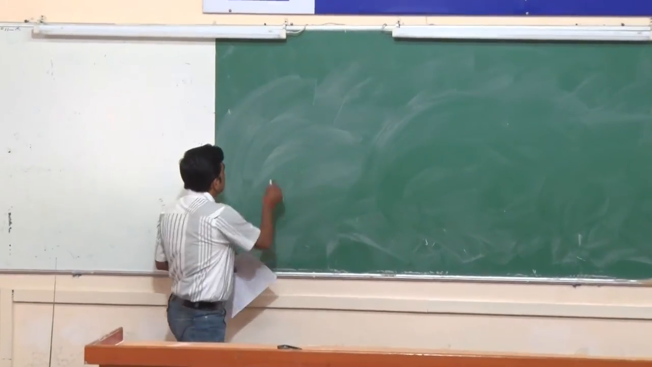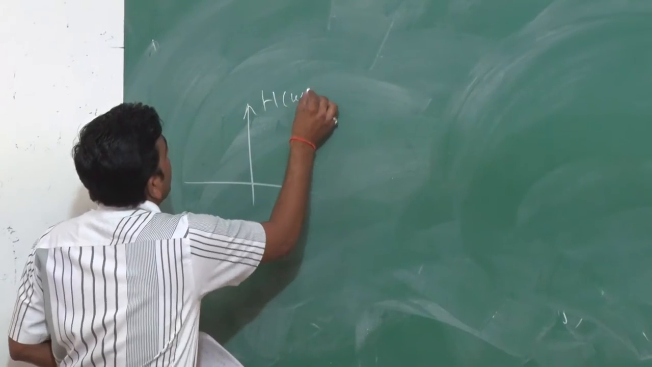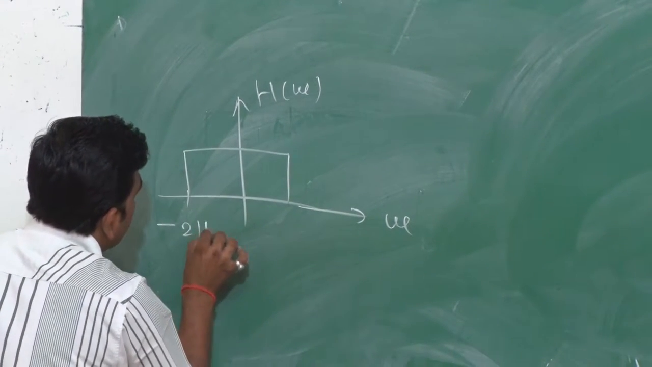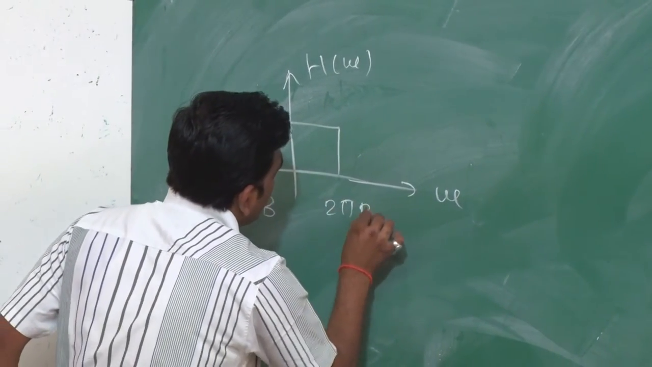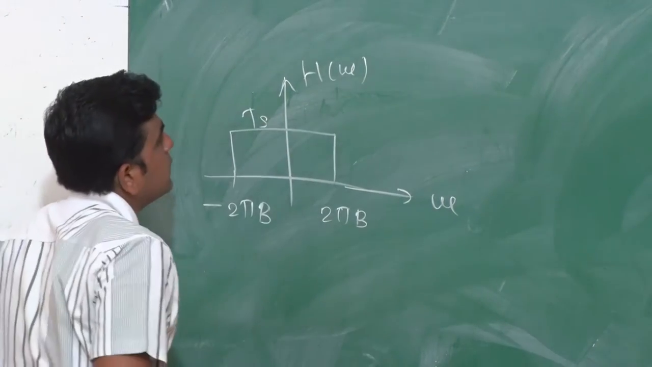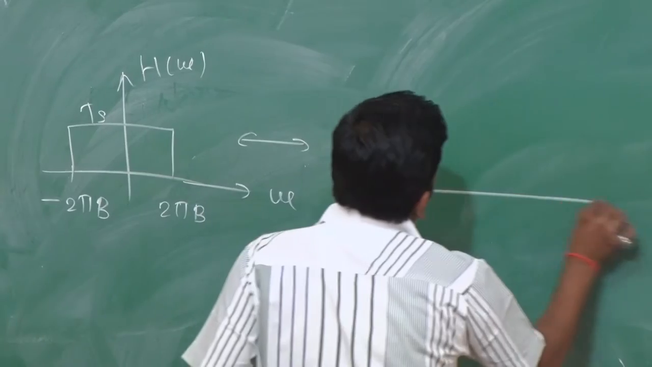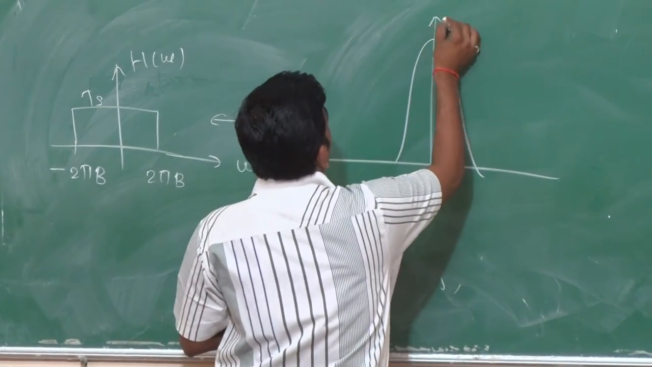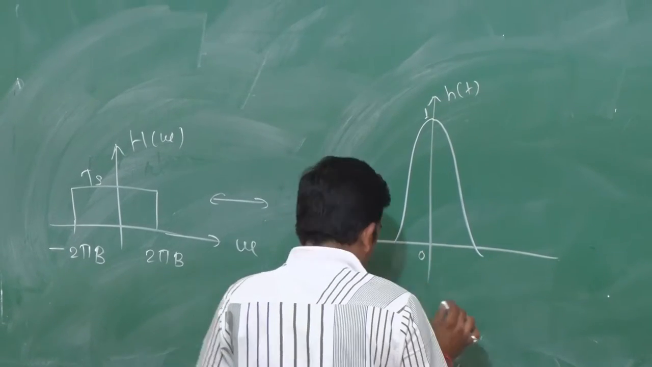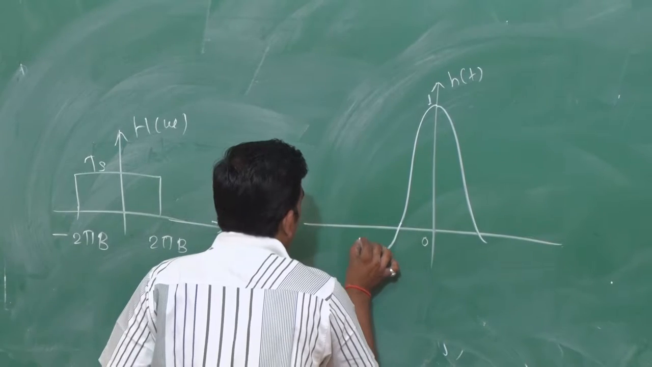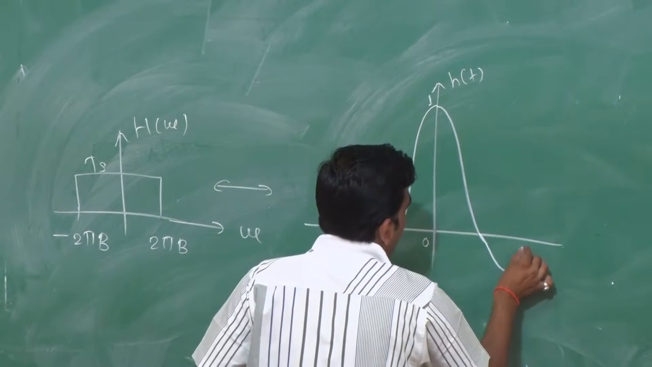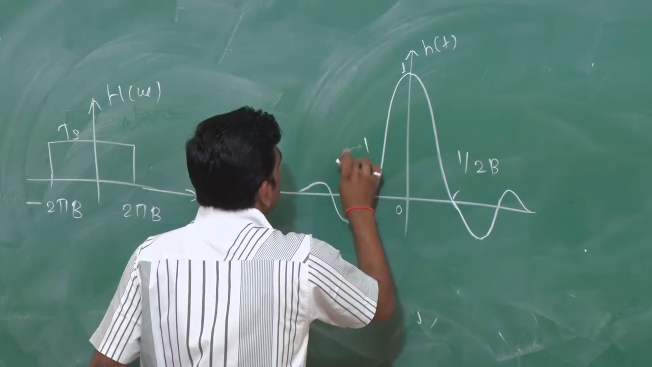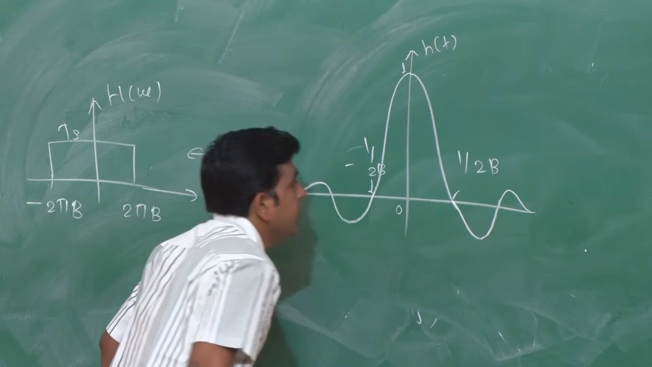In frequency representation, when we consider this H of omega, from minus 2 pi B to 2 pi B with height Ts. Here h of t at 0, at this point we will get 1 by 2B, minus 1 by 2B at this point.